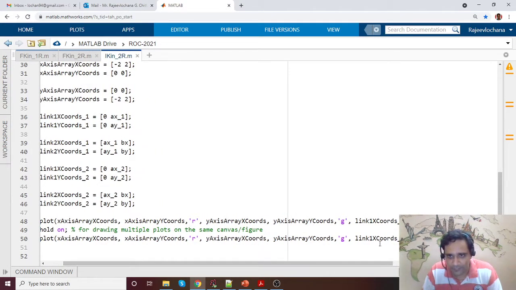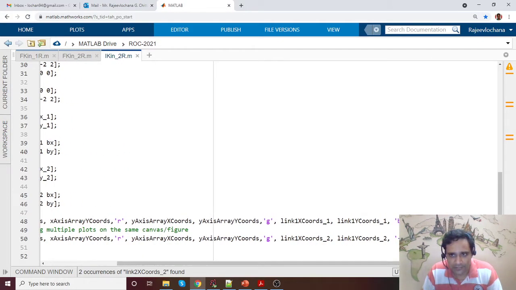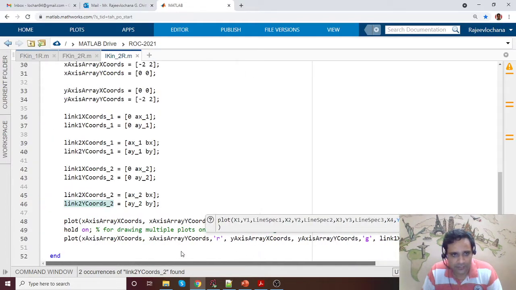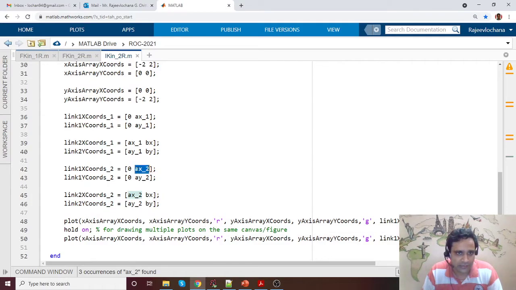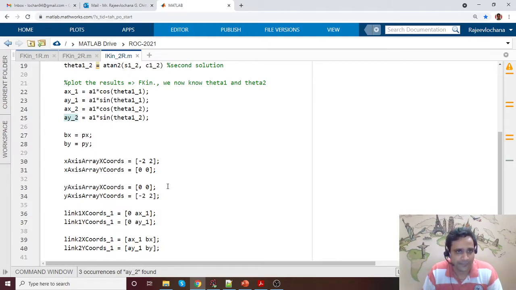So we'll start from the behind. So link 1 x and y coordinate, link 2 x coordinate, link 2 y coordinate. Okay, now here 0 to ax2, then 0 to ay2, and ax2 to bx, ay2 to by. So that means ax2, ay2 values are not determined correctly.